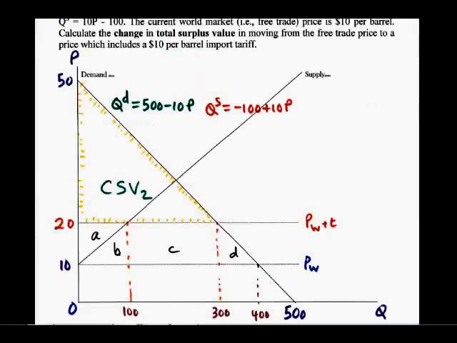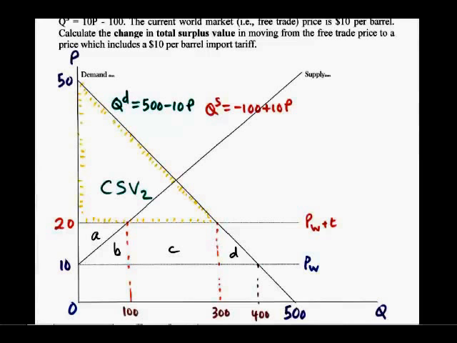What we're going to do now is to impose a tariff. So the question now reads, calculate the change in total surplus value in moving from free trade to a price which includes a $10 tariff. So here is our question for the moment. And the same way we lower the price and we improve the surplus value, it should not surprise you that when we raise the price via a tariff, we are going to actually lower the surplus value.